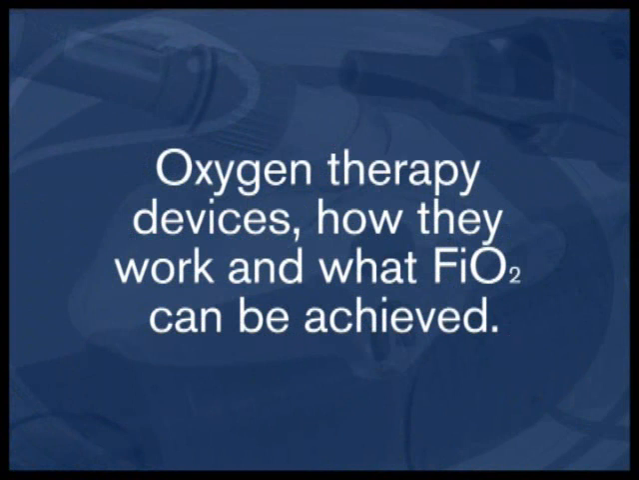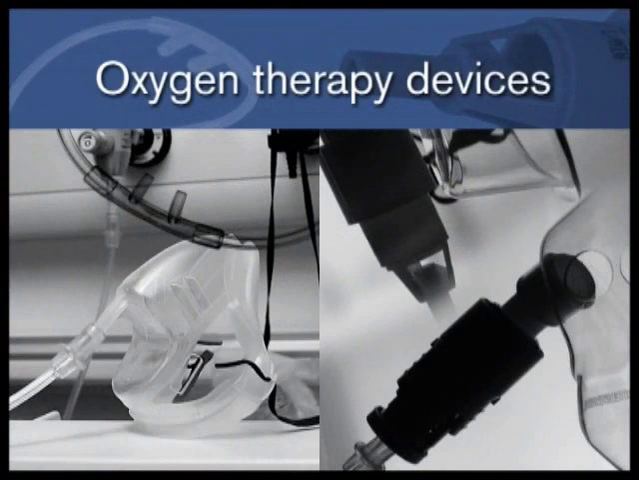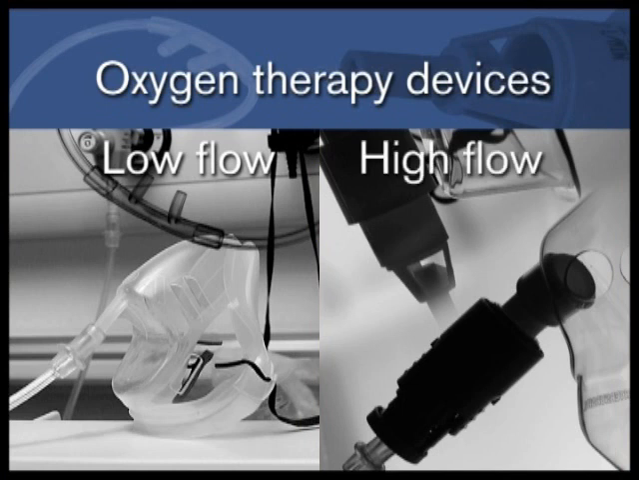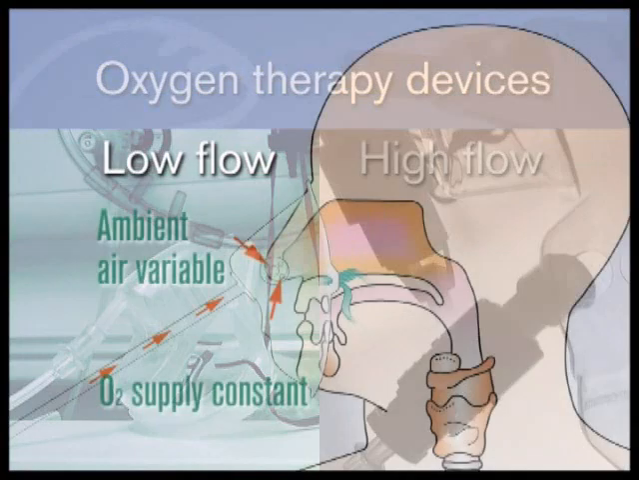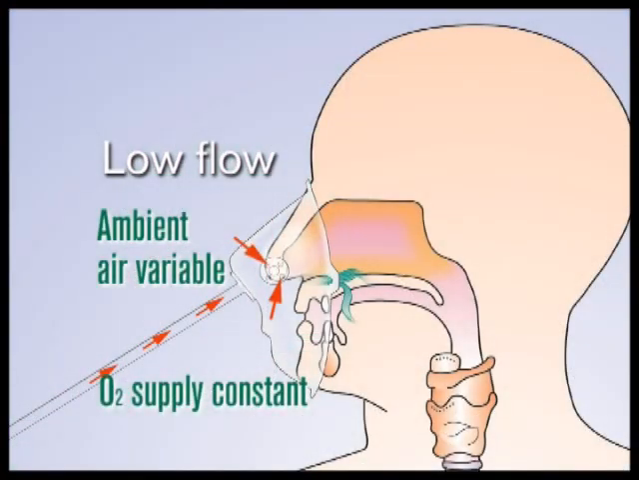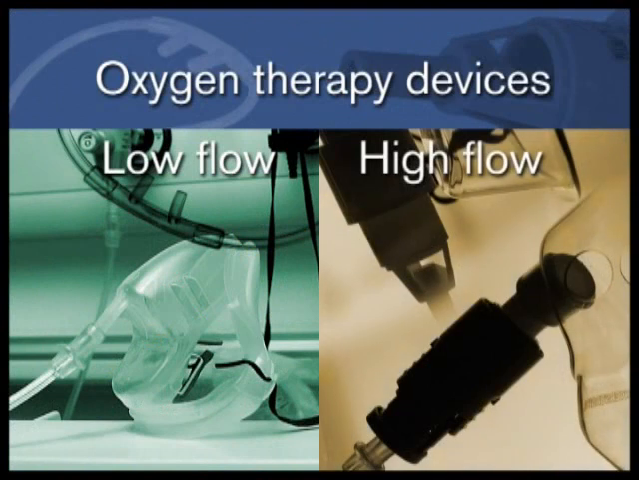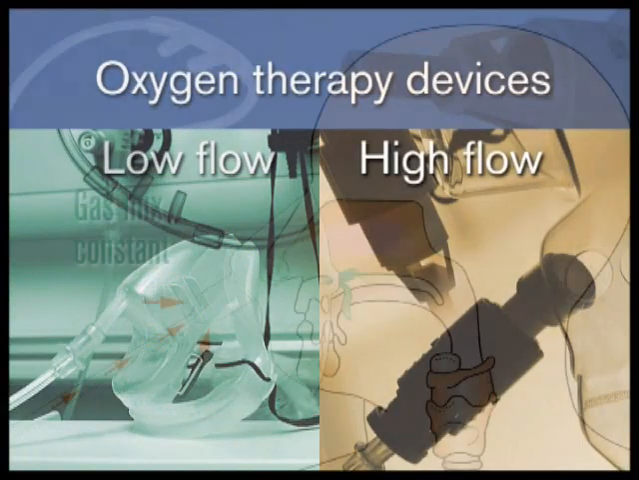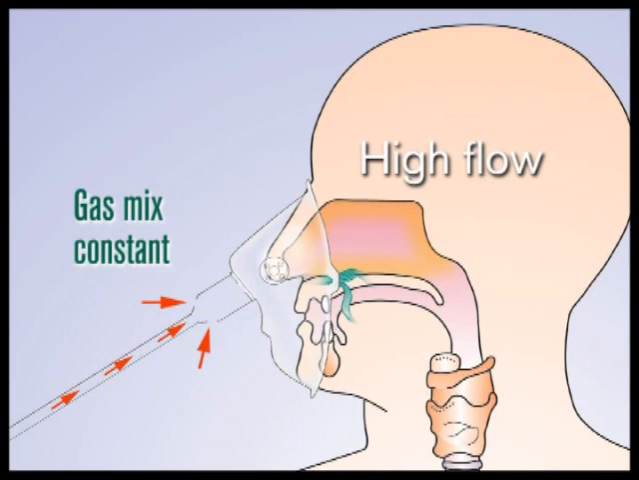Oxygen therapy devices, how they work and what FiO2 can be achieved. The devices for delivery of oxygen can be divided into two categories depending on whether they deliver a proportion or all of the patient's ventilatory requirement. Low-flow devices, also known as variable performance devices, deliver oxygen at flows lower than the patient's inspiratory requirements, so additional room air is also breathed in. High-flow devices, also known as fixed performance devices, deliver flows that meet the patient's total inspiratory requirements.